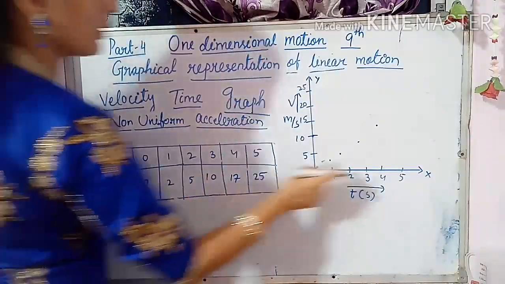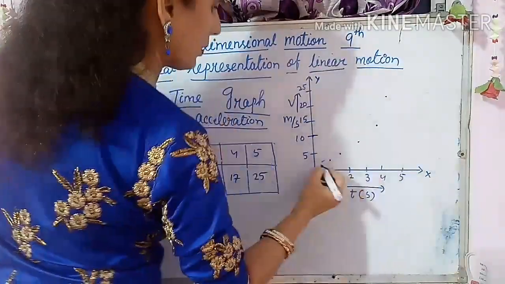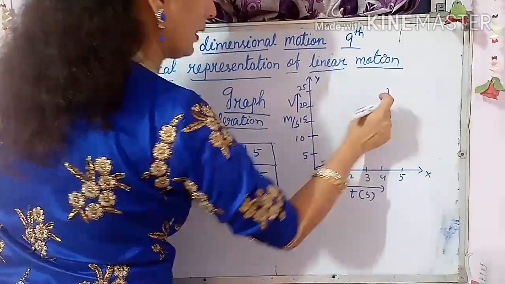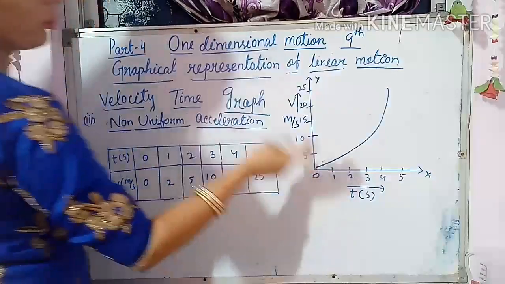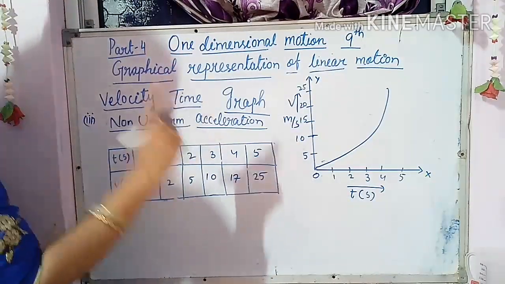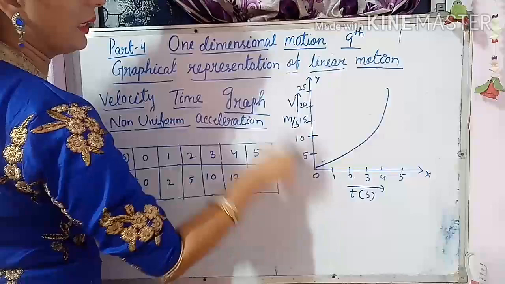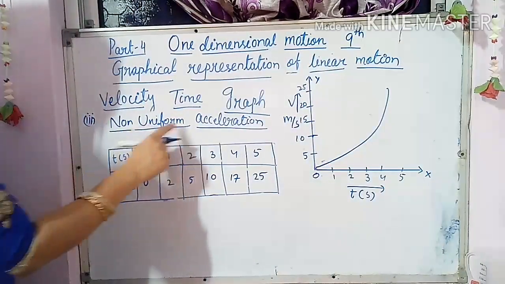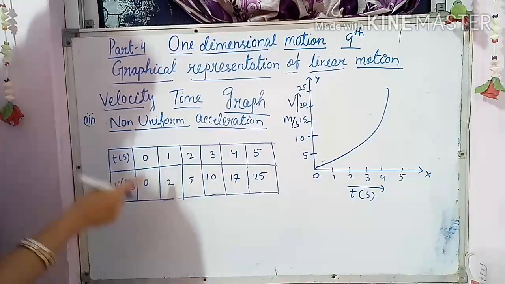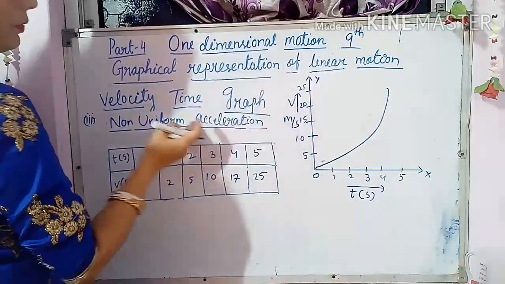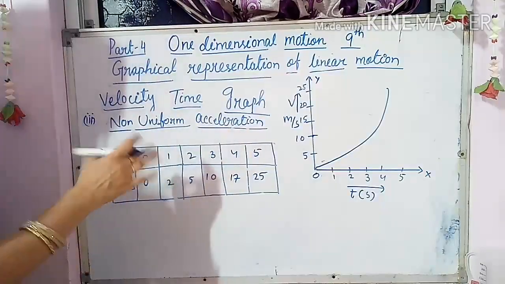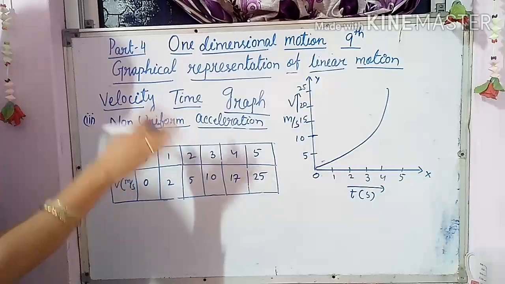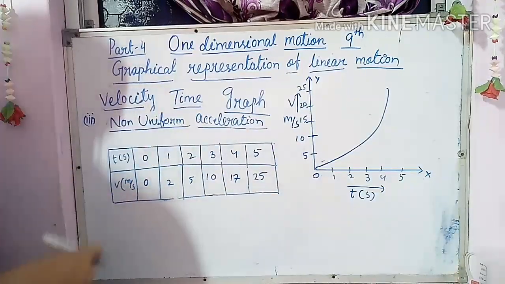Then 5 means 25, it will come like this. Now see, the type of graph is like this. Again you got the same type of graph as last time. But again I am telling, as the parameters are different, velocity and time, that's why it is the condition of non-uniform acceleration. As velocity increases, that will be termed as acceleration. Now in case of retardation, I will tell just the opposite. The same type of graph will come, but just the opposite shape. Now let's see.